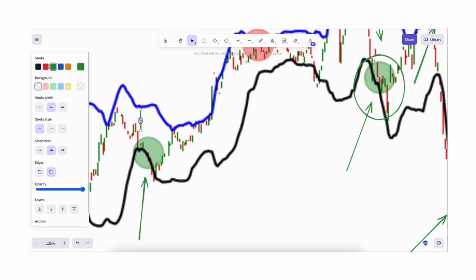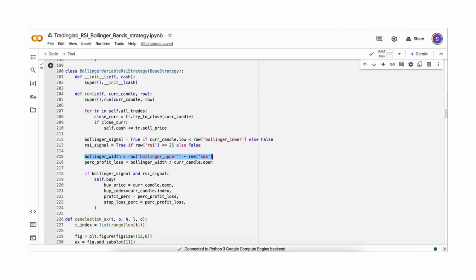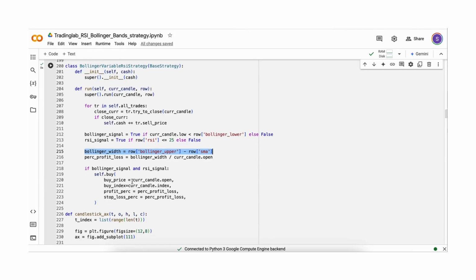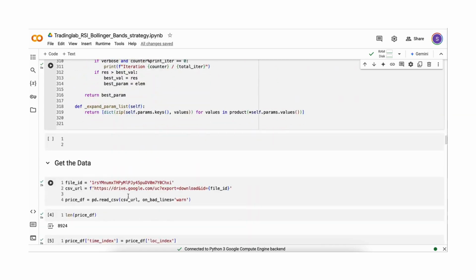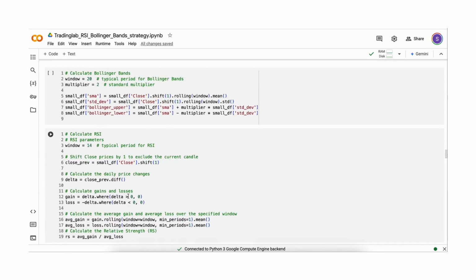So if the width of the Bollinger Band is large, we're going to set a large take profit and a large stop loss, and they will be equidistant from each other. We calculate the percentage of profit and loss using this value, and then we set that in our buy order. Okay, so that's the difference between these two flavors of this strategy.